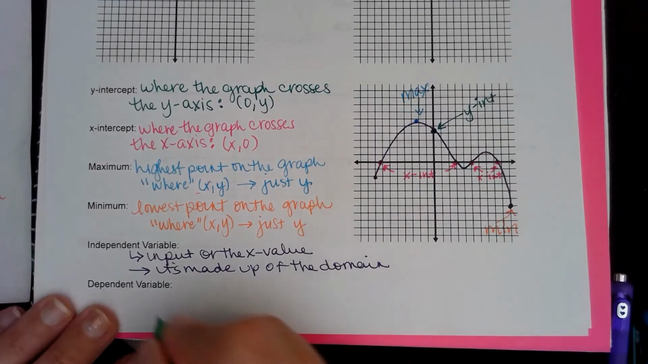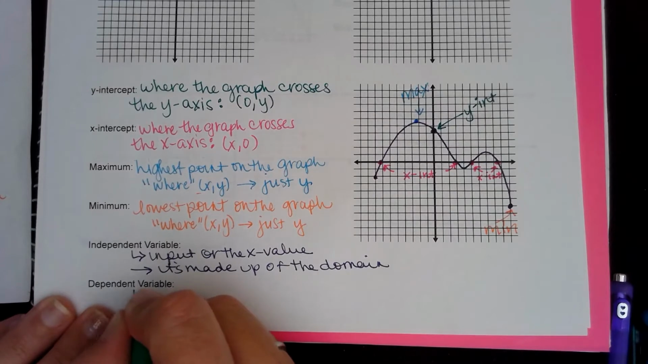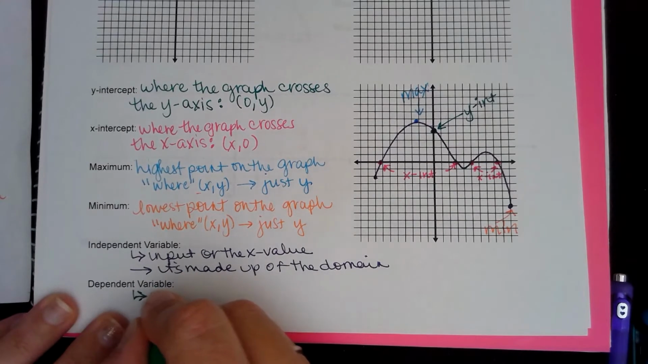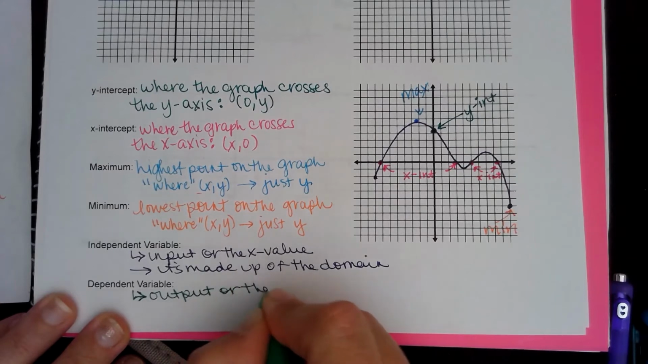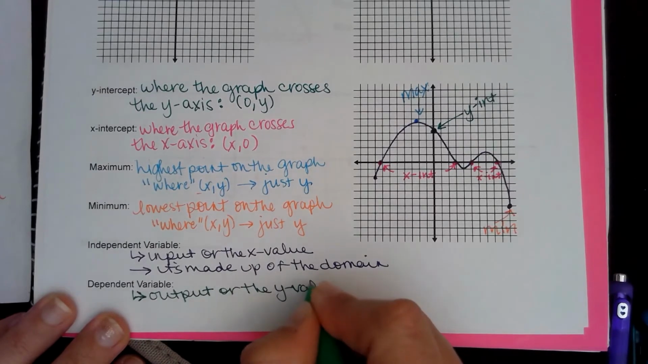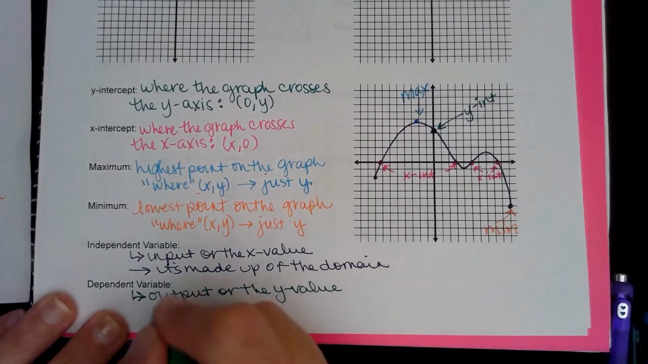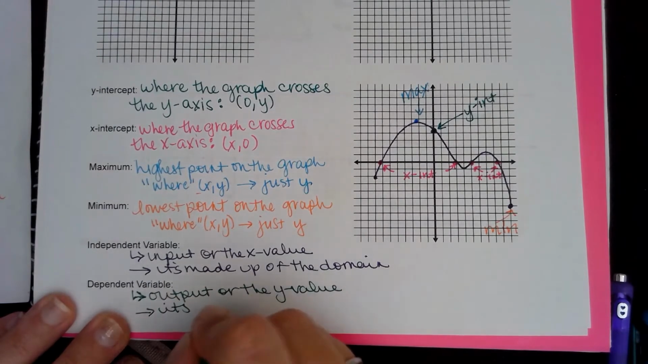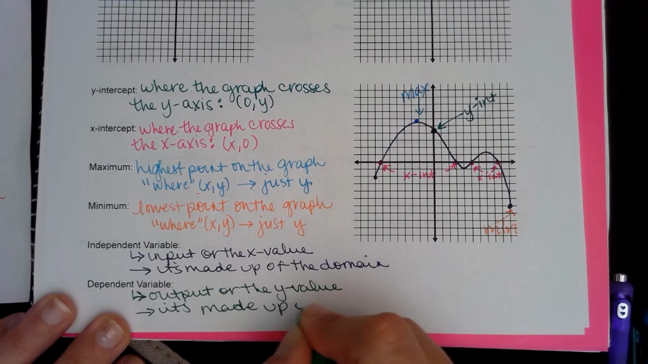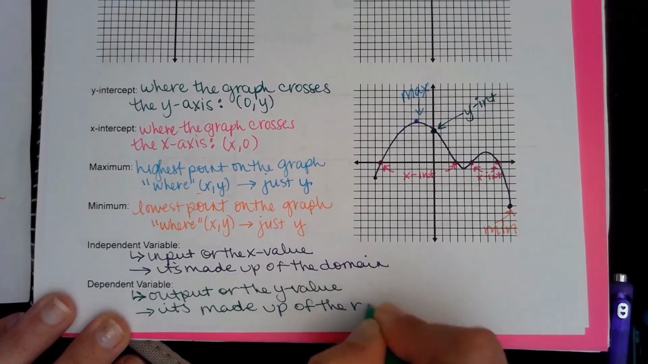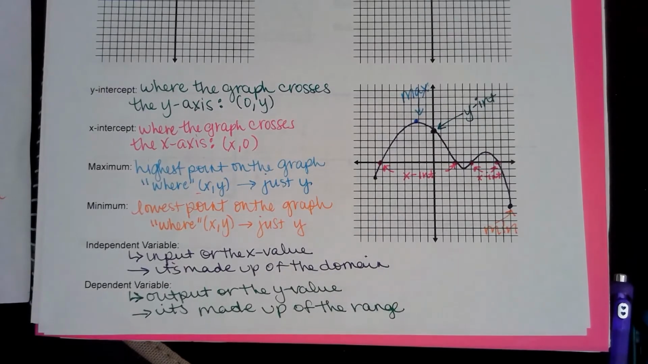The dependent variable is the output or the y values, and it's made up of the range.